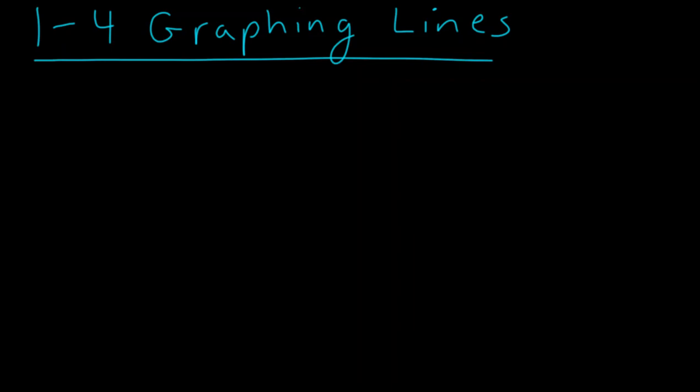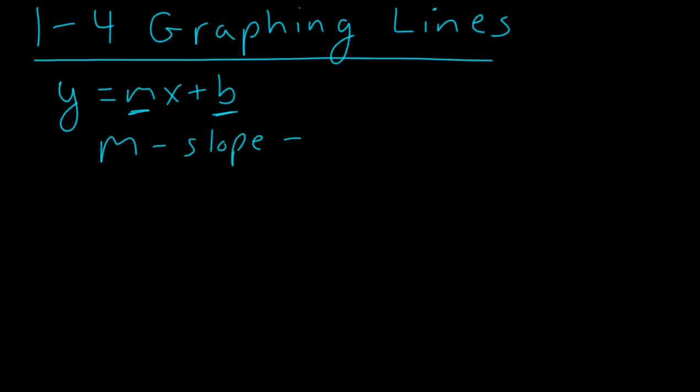All right, welcome to 1-4, and in this very first section, we're going to talk about graphing lines. So, what is a line? Well, a line is going to be generated by the function y equals mx plus b. And it's important to know what m and b stand for. M is going to be our slope, and it really indicates delta y over delta x.